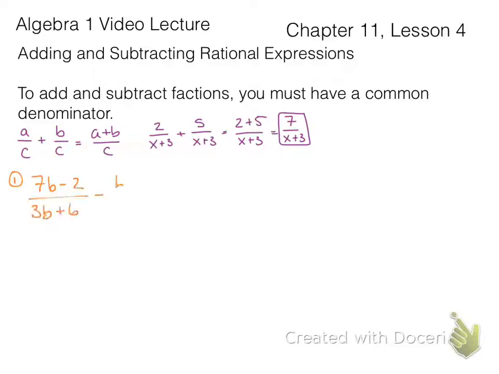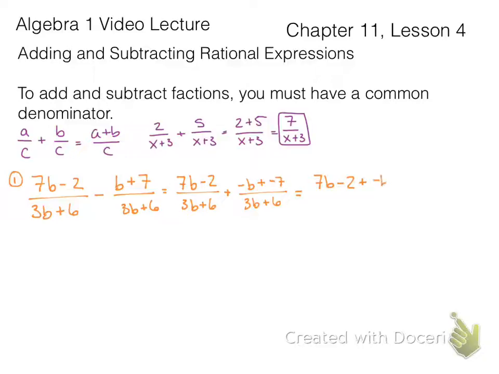So if we have another problem, which is 7b minus 2 over 3b plus 6, minus b plus 7 over 3b plus 6, the denominators are the same, so I can go ahead and subtract. So I'm going to add the opposite right there. I turn the subtraction sign into an addition sign and take the opposite of everything after it in the numerator. So it would be negative b plus negative 7.